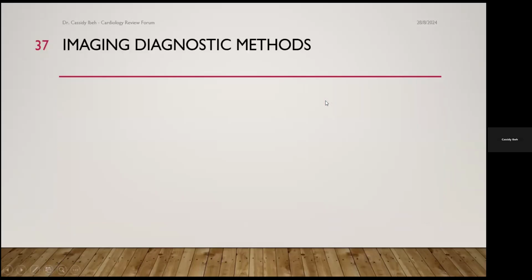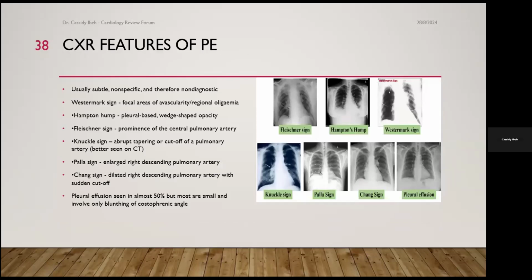Okay, now let's look at the imaging diagnostic methods. We want to look at the chest X-ray features of pulmonary embolism. Most times these are subtle, and just like the ECG, sometimes they may even be absent, so it's not very diagnostic. But this is just to show some of the signs that may be seen in pulmonary embolism.